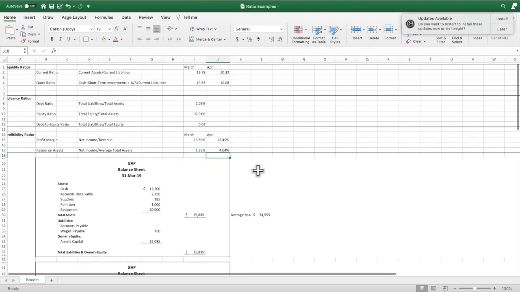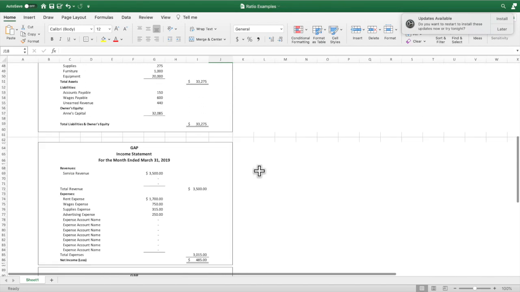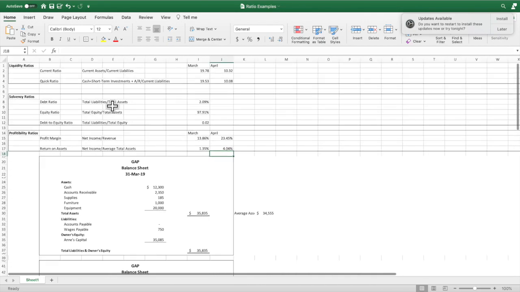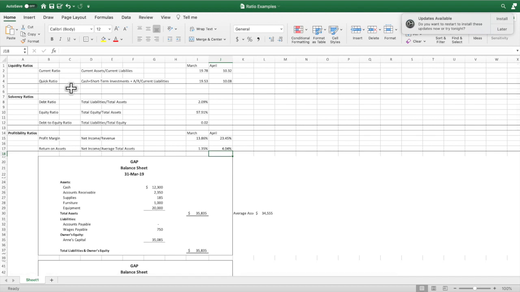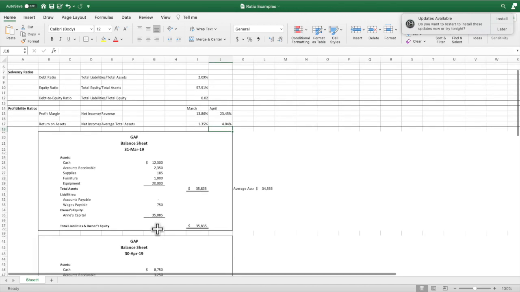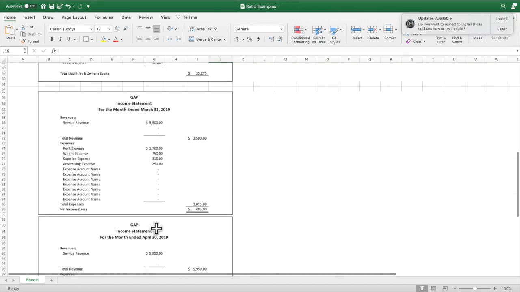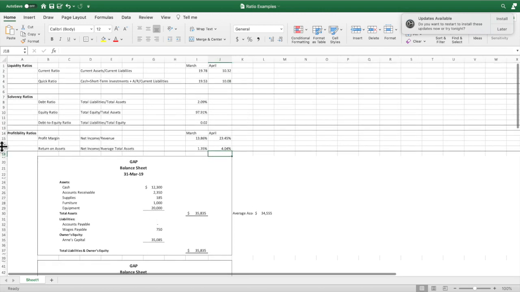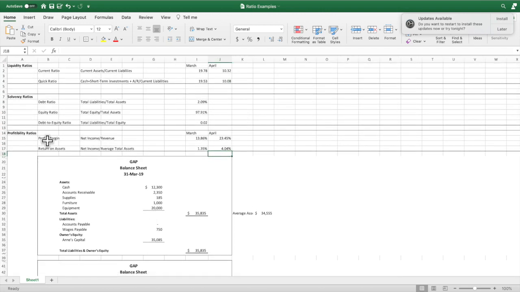So these are the ratios that you'll need to know. Current ratio and quick ratio are both liquidity ratios. Debt ratio, equity ratio, and debt to equity ratio are solvency ratios. Profit margin and return on assets are profitability ratios. And you're going to need to look at both the balance sheets and the income statements for profitability ratios. For liquidity and solvency ratios, you'll need the balance sheets.